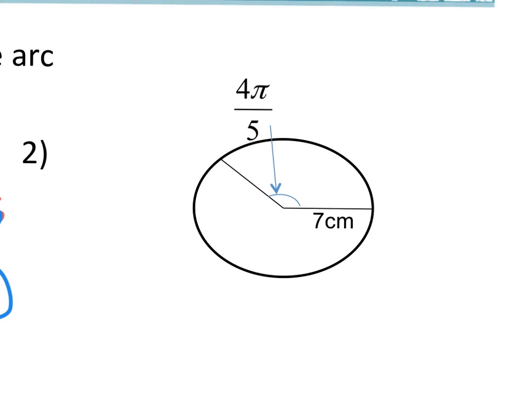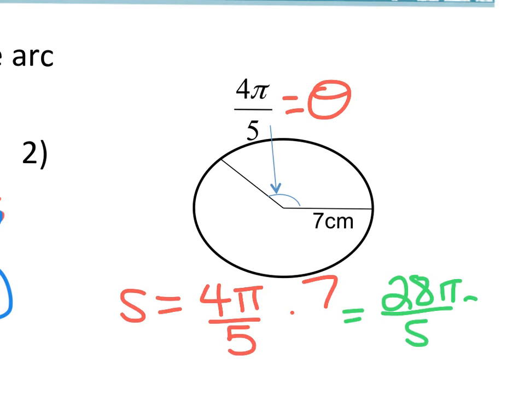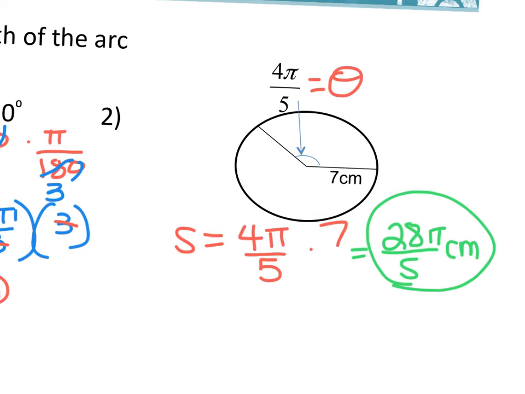All right, and then the second one is an actual circle. What do I know about the theta? It's in what? It's in radians this time, so all you have to do is multiply out 4 pi over 5 times 7. And I get 28 pi over 5, and this time it gave me a unit, which is centimeters. And again, you'll leave it exact. So if it's a fraction, it should stay a reduced fraction, and then the pi should stay in it.